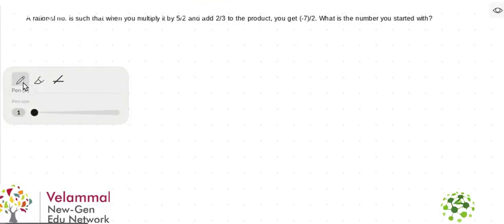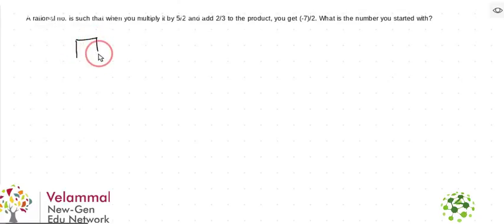Listen carefully. Linear equations is the simplest of all the chapters. You read it carefully and you have to rephrase it into a mathematical sentence. That's all. There is a rational number such that when you multiply it by 5 by 2 and after that add 2 by 3 to the product, this is the product.